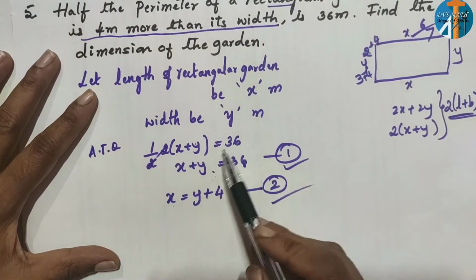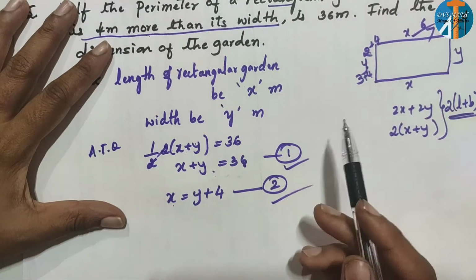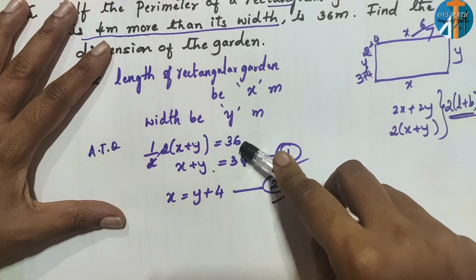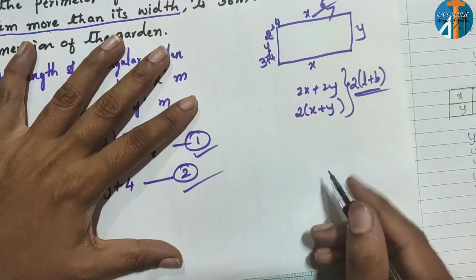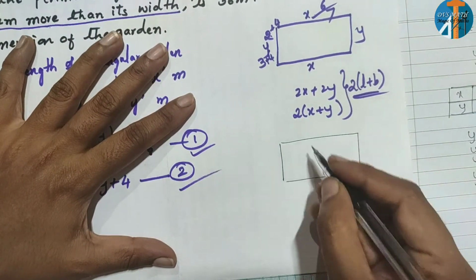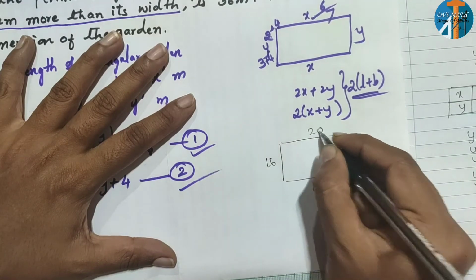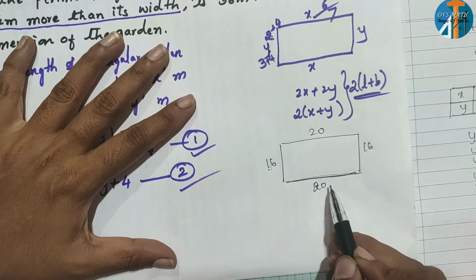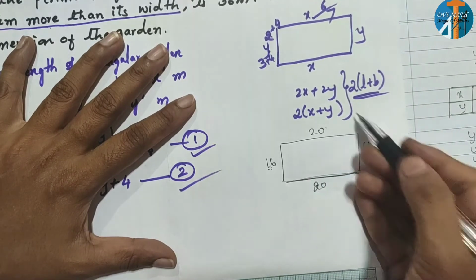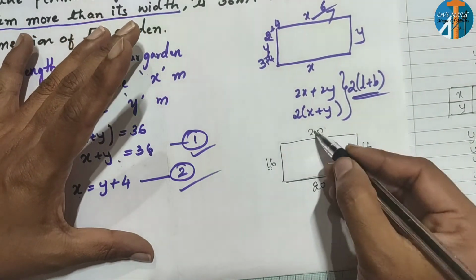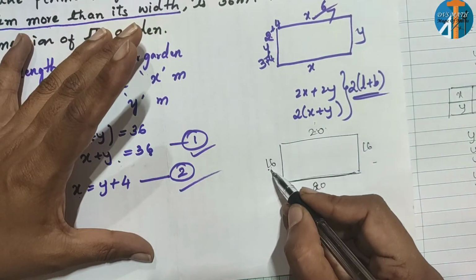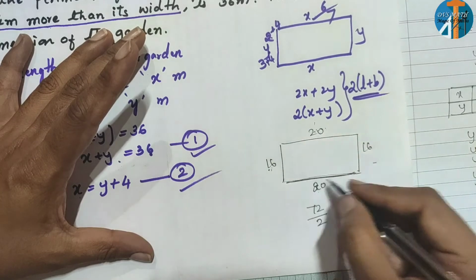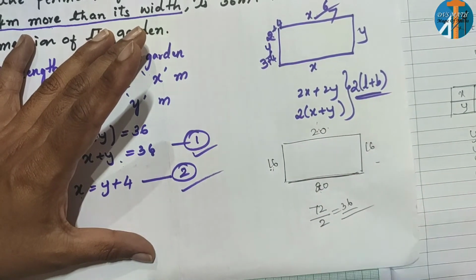So let me check in this. What is our first condition? If we observe this, if you take half of the perimeter, you will get 36. Let me check now. If we draw the rectangle, what we got? Length as 20 and width as 16. If we add all these, 20, 16, 20, 16, 40, 40, 56, 56, you are getting 72. Half of this, half of the perimeter, we are getting 36 only.